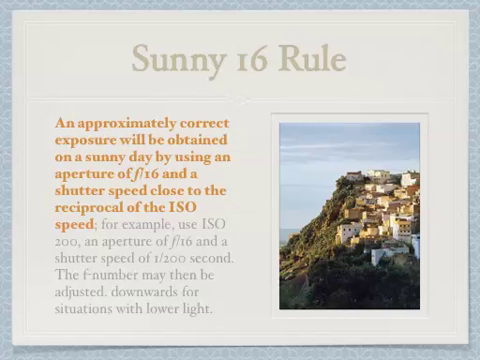The Sunny 16 rule says that an approximately correct exposure will be obtained on a sunny day by using an aperture of f/16 and a shutter speed as close as possible to the reciprocal of the ISO speed. So, for example, ISO 200, aperture f/16, and a shutter speed of 1/200 will give you proper exposure. Then you might take a shot and adjust the f number wider or smaller than f/16 to get what you find to be a pleasing result.